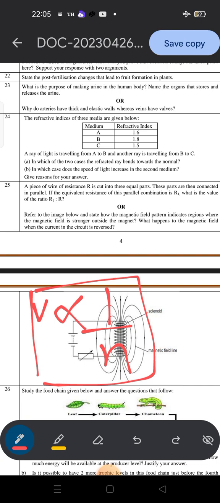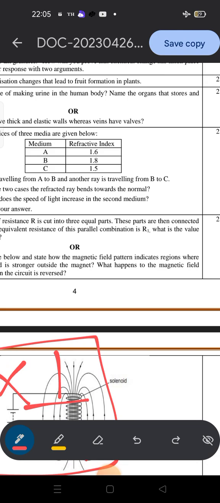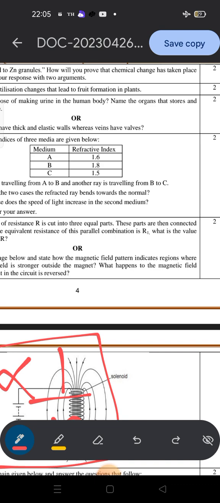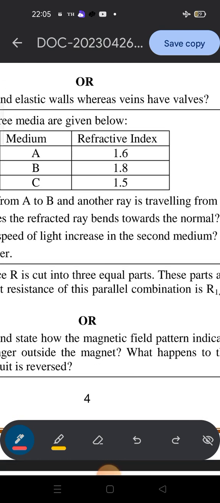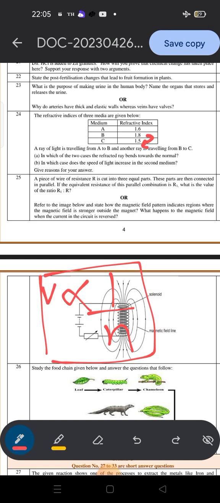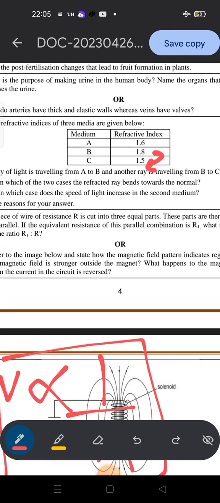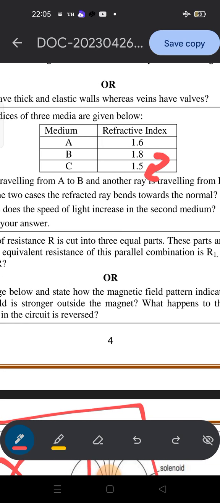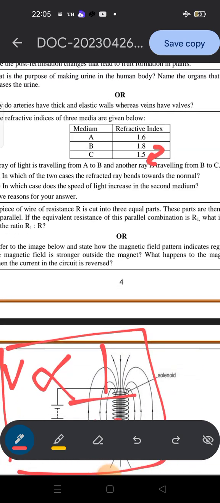What about the second case, where another ray of light is traveling from B to C? You can see B has a refractive index of 1.8 and C has a refractive index of 1.5, and I told you that speed is inversely proportional to refractive index, and since the refractive index of C is less than the refractive index of B, speed of light will be more in C, in the second medium.